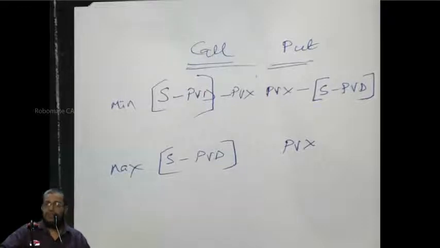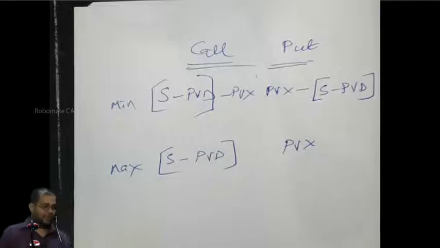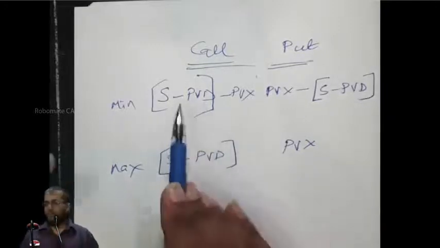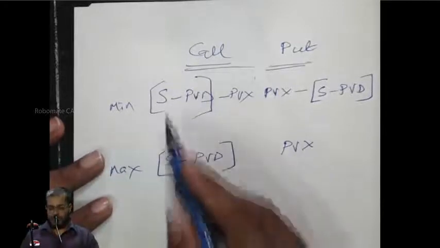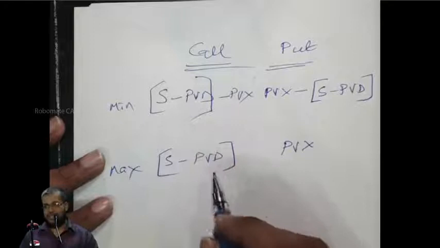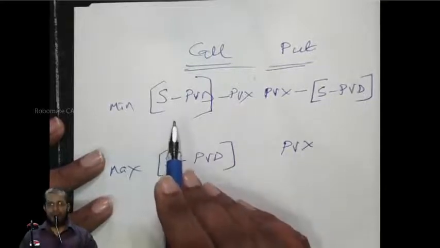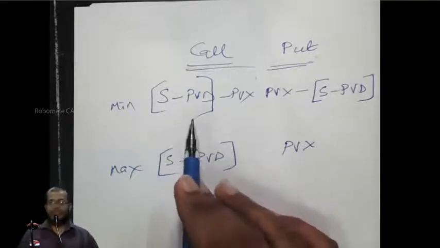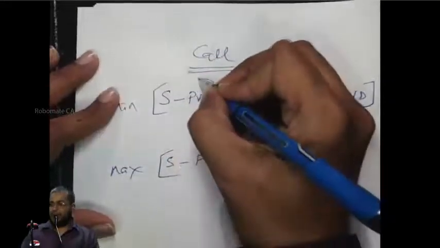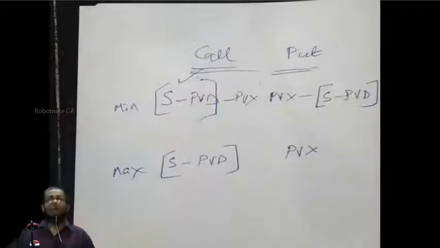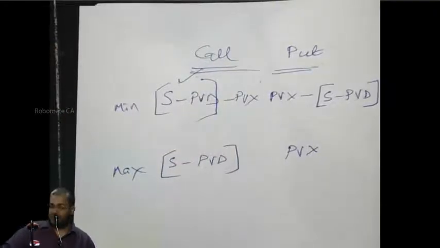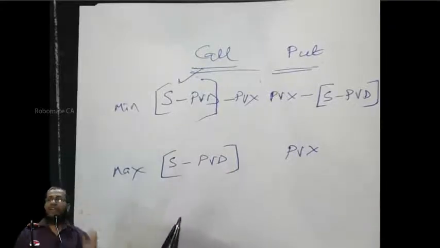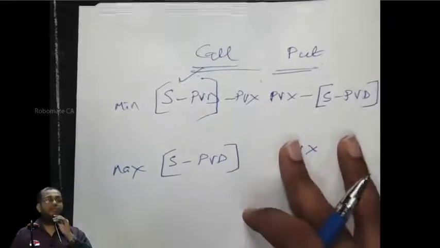Hence, the share price to be considered also should be the ex-dividend price, that is spot price minus present value of dividend. Everybody, are you following or not? With this, we complete the minimum and maximum value of call.